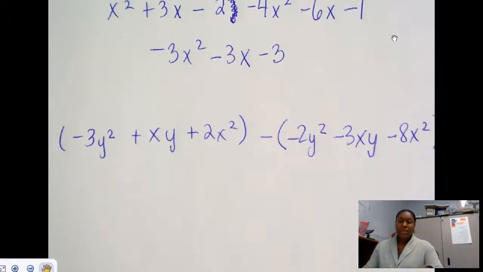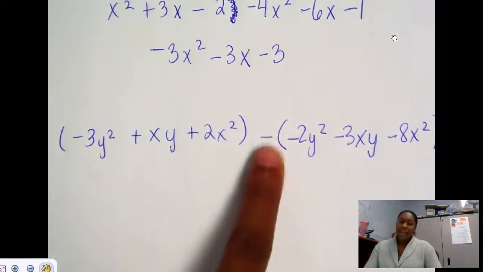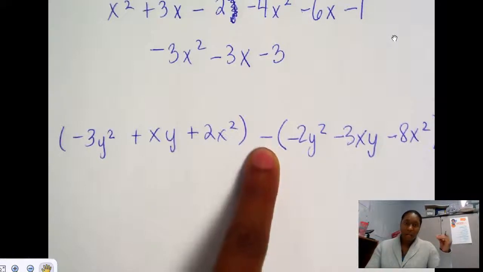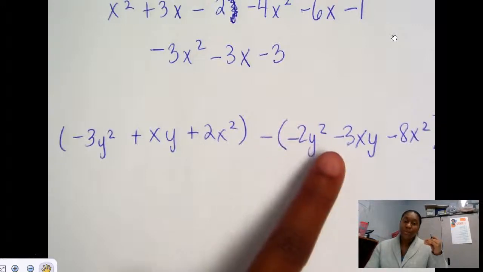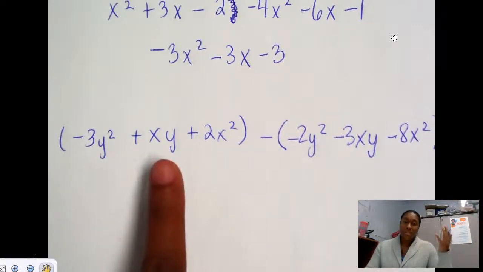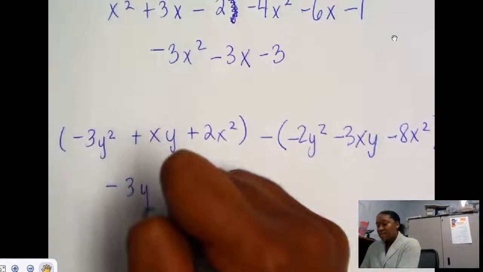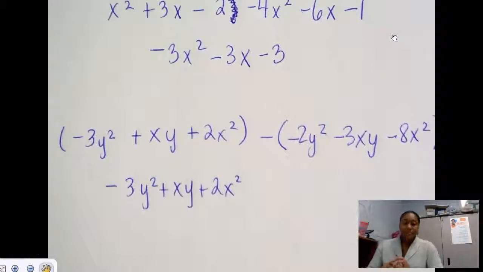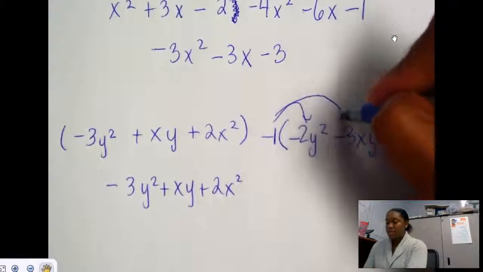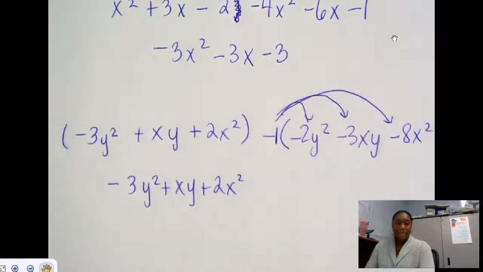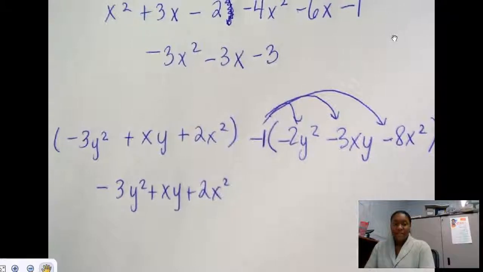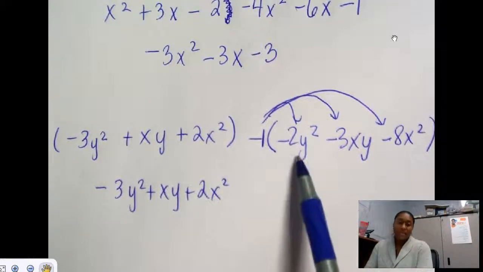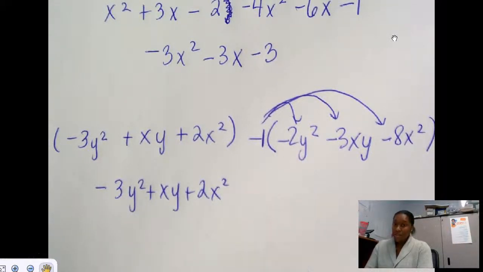For this one, as you can see, start with that negative 1. Just make sure that you tell your mind that you have to distribute this negative 1 to each individual term through the parentheses. So let's drop down these terms: negative 3y squared plus xy plus 2x squared. But here I'm going to put a negative 1, and draw my arrows to show that I'm multiplying. Negative 1 times negative 2y squared is positive 2y squared.